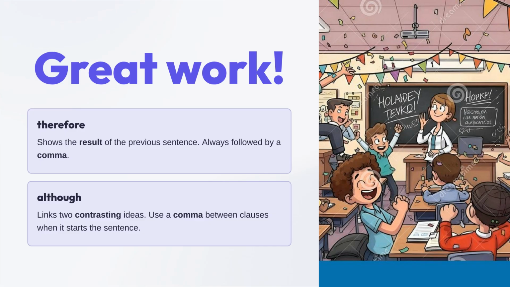Great work, everyone. To recap, therefore shows the result of the previous sentence and is always followed by a comma, while although links two contrasting ideas and requires a comma between clauses when it starts a sentence. Fantastic effort today.